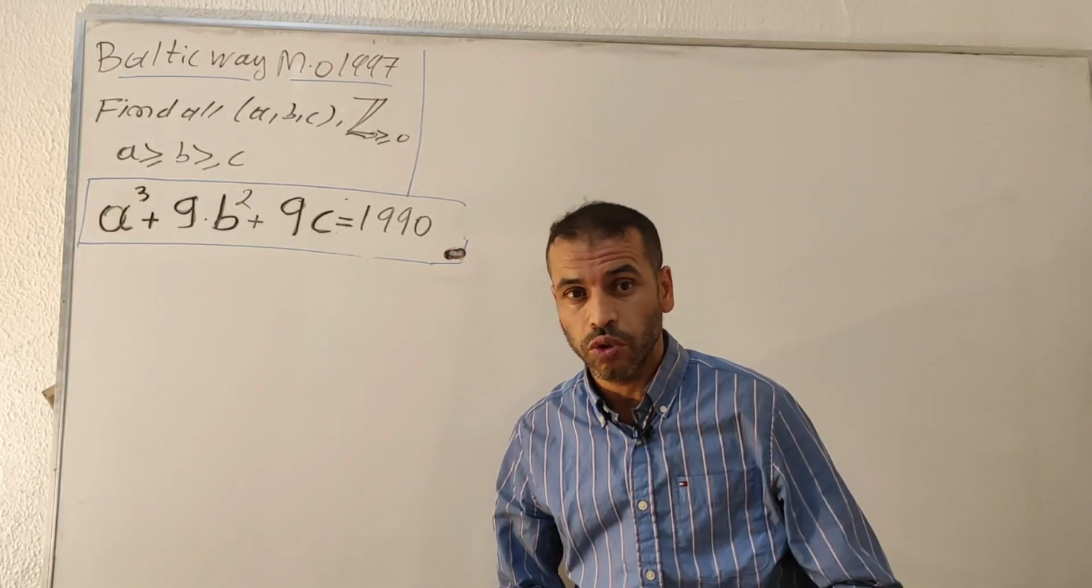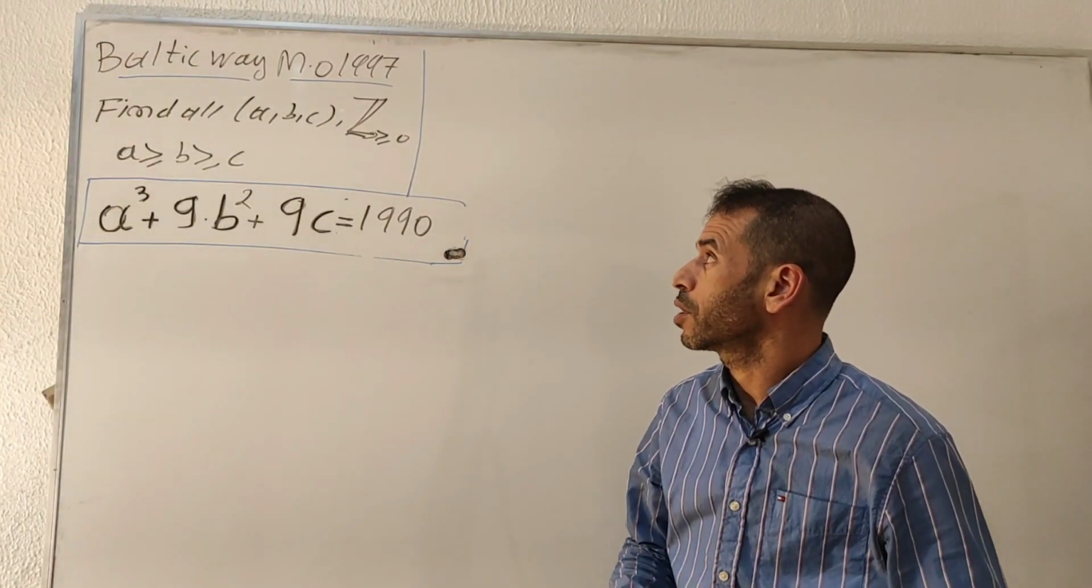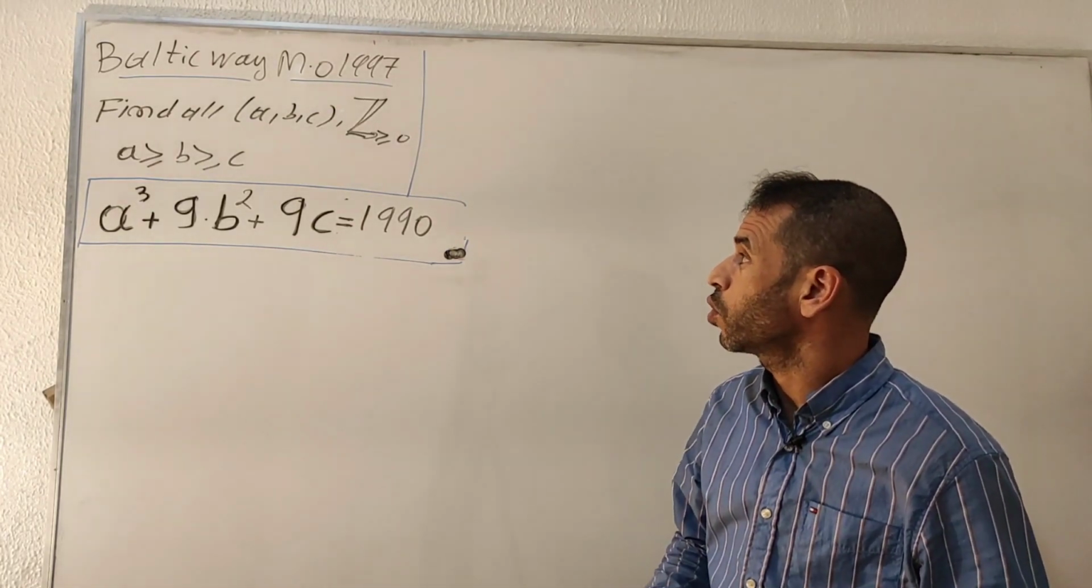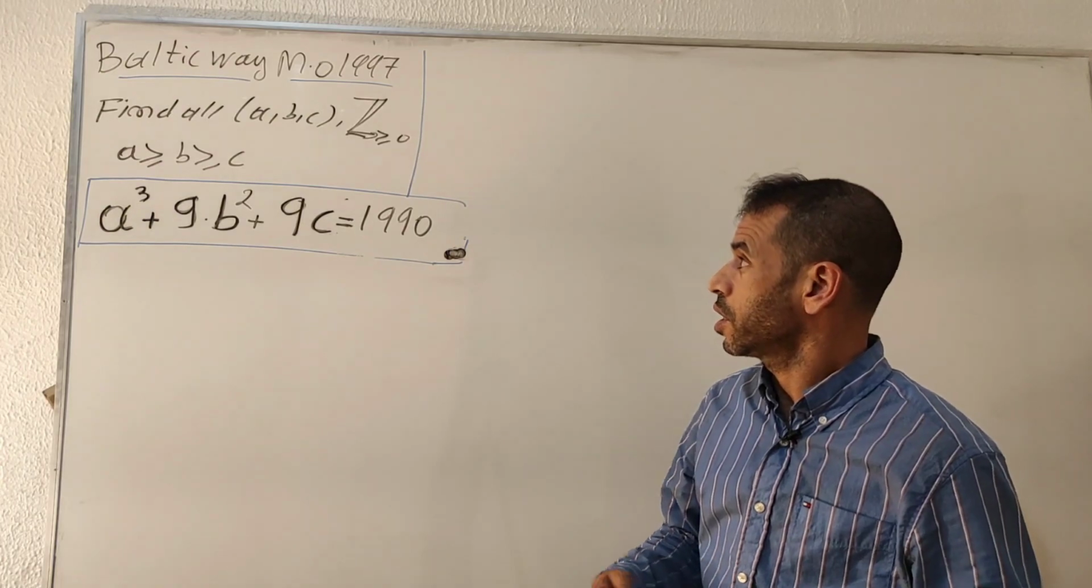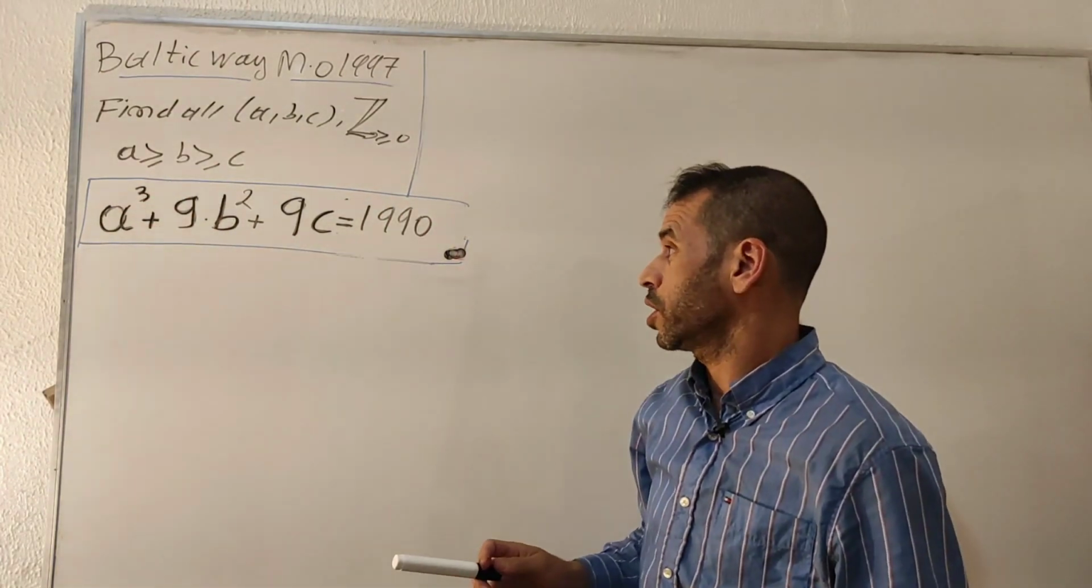Today's video, I would like to introduce you a very nice problem. It's coming from the Baltic Way, Mathematical Olympiad edition 1997. Here is the following setup. Find all a, b, c as non-negative integers that satisfy these two following conditions.